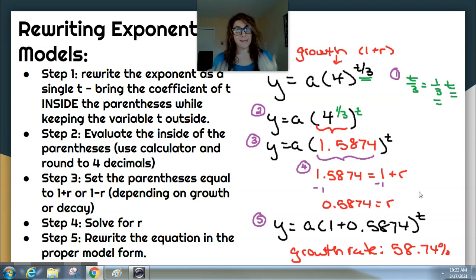And then from there, I can figure out what the rate is. I can do 1 plus r equals that new base if it's a growth, or 1 minus r equals that new base if it's a decay. Then I can easily get the rate from there, write it in the growth or decay model, and come up with the rate if they ask. And they might ask, what is that rate? So it's a matter of pulling apart your exponent, putting the coefficient with the base, reevaluating it, and then setting it equal to 1 plus r or 1 minus r.